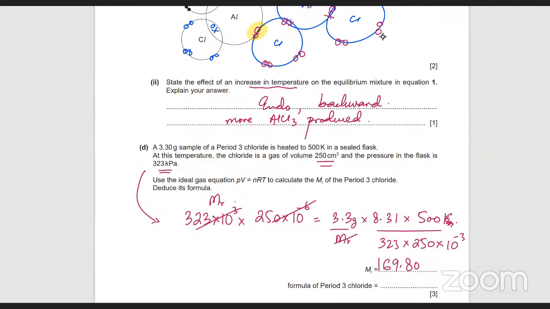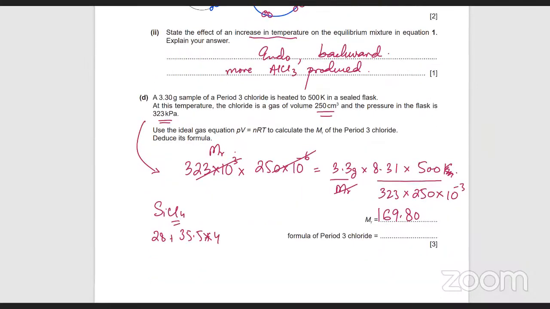So it says to find the formula of the chloride. So which chloride is this? About 170, approximately 170. I think it's SiCl4. NaCl and MgCl2 are much lower. Silicon is 28 plus 35.5 times 4: 142 plus 28, that's 170, or approximately close to 170.